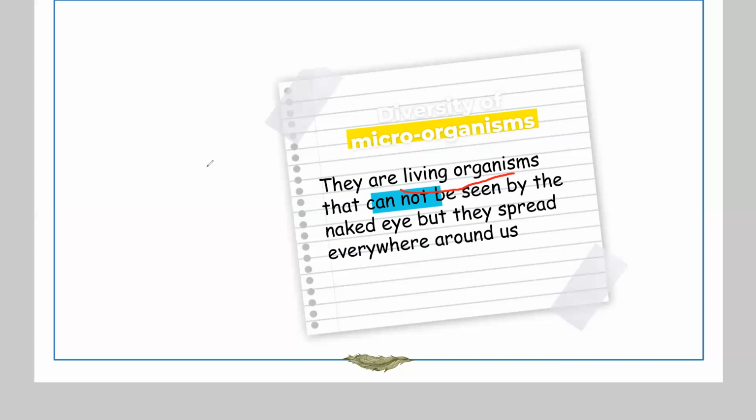So microorganisms are very tiny organisms that you can't observe with your own eyes, but we can simply use the microscope to see them. Again, microorganisms are living organisms. They can't be seen by our naked eye, but they spread everywhere around us. Everything you touch, everything you use, is surrounded with microorganisms. Let's move to the next point.